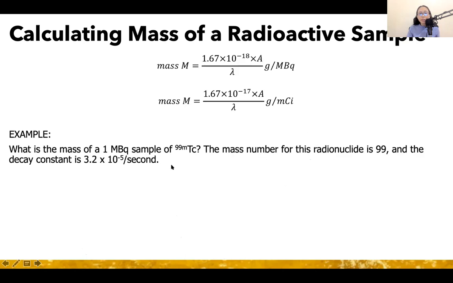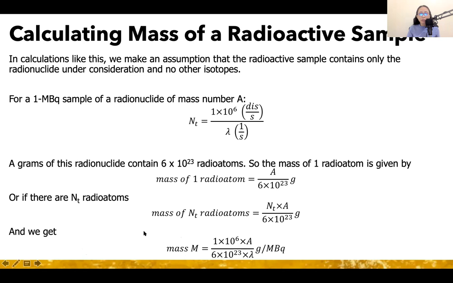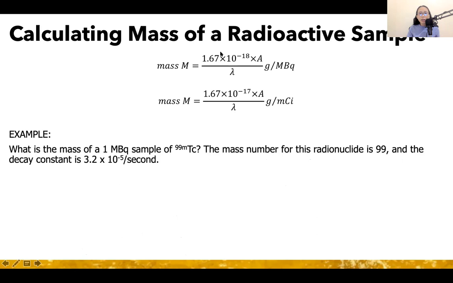Now we can simplify the constant values here. So divide 1 times 10 raised to 6 by 6 times 10 raised to 23, and we get 1.67 times 10 raised to negative 18 here. Or if we want the units to be in terms of the old unit Curie, then we can convert this 1.67 times 10 raised to negative 18 from megabecquerel to 1.67 times 10 raised to negative 17 in order for the unit to be millicurie.